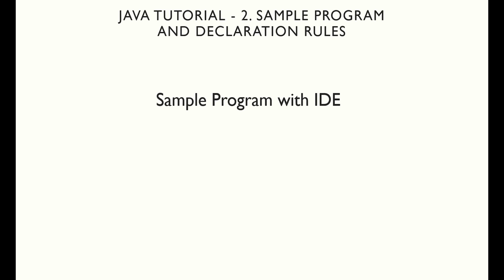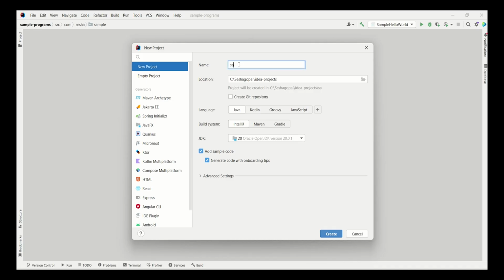A New Project dialog window will appear. In the list of available fields, enter or choose appropriate values. First, in the name field, I'm going to enter the project name. Here I'm going to write sample hello world. For location, choose your desired location. Uncheck Create Git repository. I don't want to create a Git repository for this project, hence I'm not selecting this.